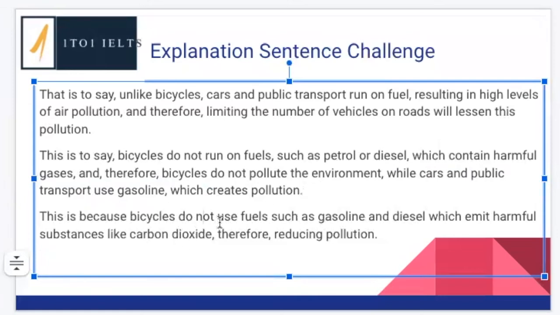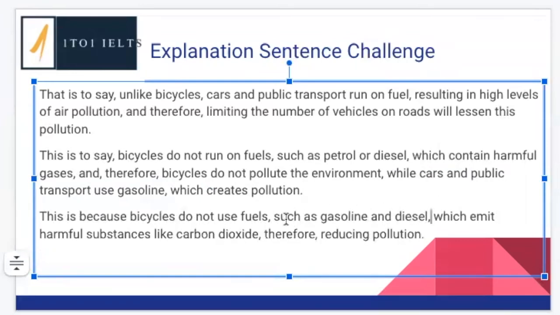This is because bicycles do not use fuels such as gasoline and diesel. So again, this is non-essential information. We're surrounded by commas, which emit harmful substances like carbon dioxide, therefore reducing pollution. So again, this would be non-essential. So like carbon dioxide. Here, this would be a little bit more natural, using the relative clause here, so which, therefore, reduces pollution.